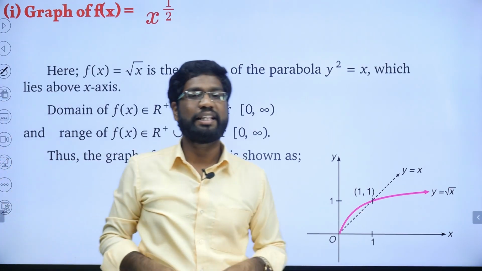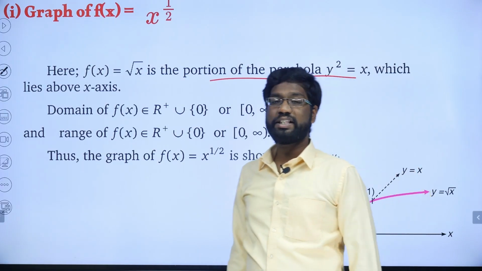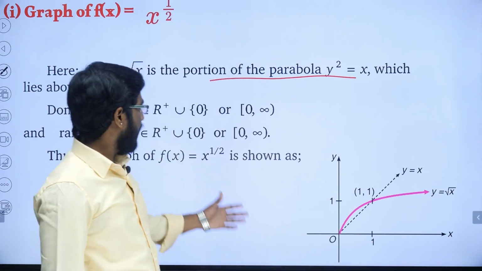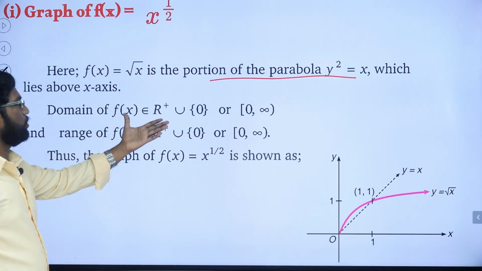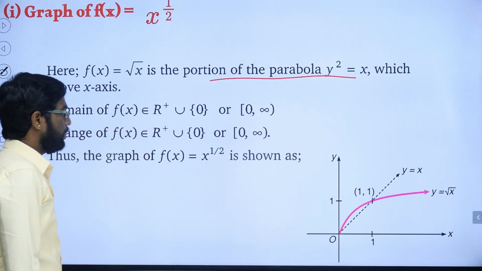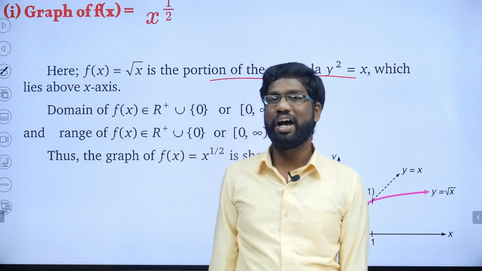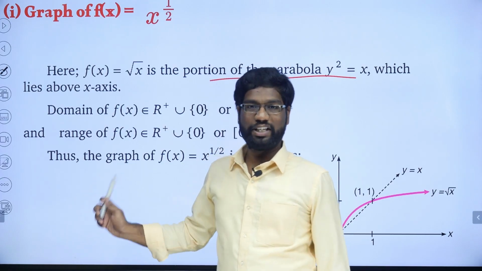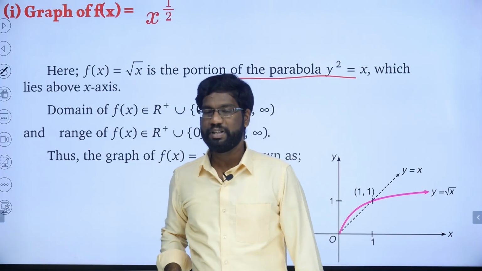So these things they have explained to you, my dear students. Portion of the parabola y equals x, which lies above the x axis. And here, see, they have only explained the domain, f of x belongs to R plus, and range alone. They haven't explained anything further, symmetric, even, odd, nothing they have said. But I have explained it to you. I hope you understood. If you have any doubt, please ask me in the comment section, my dear students.